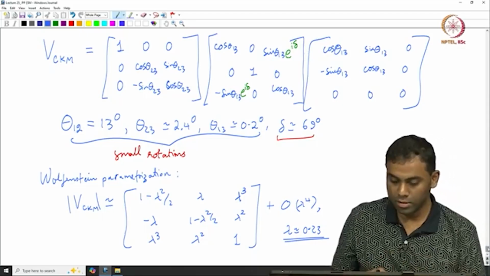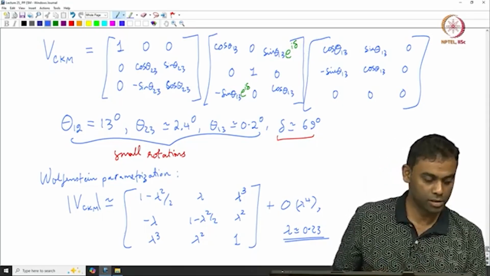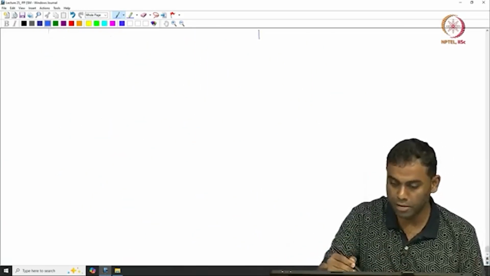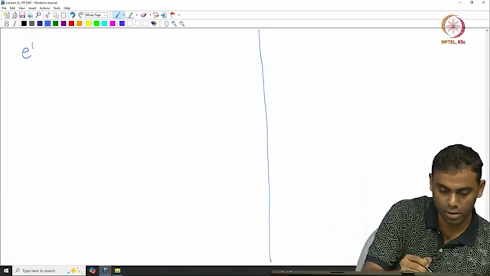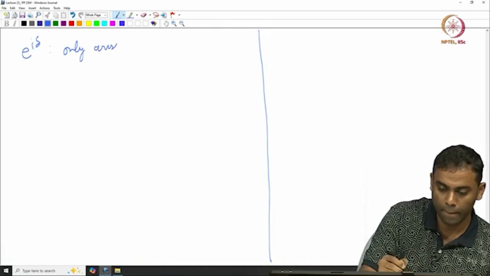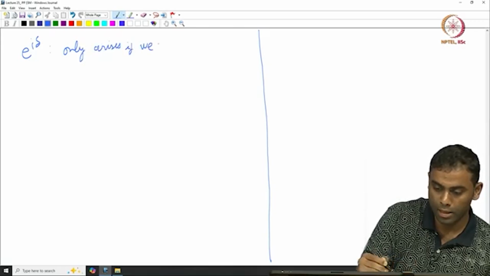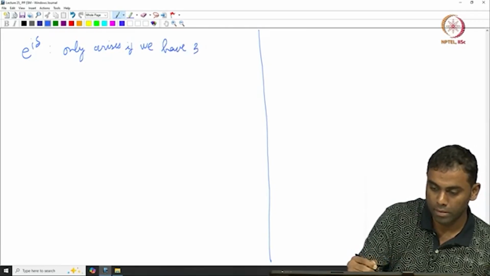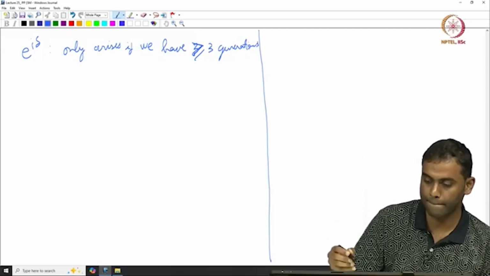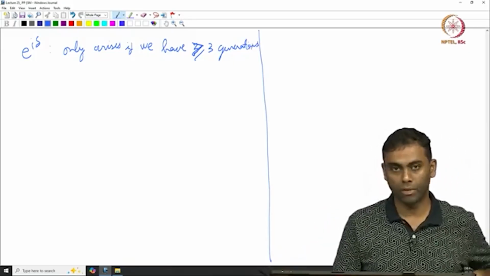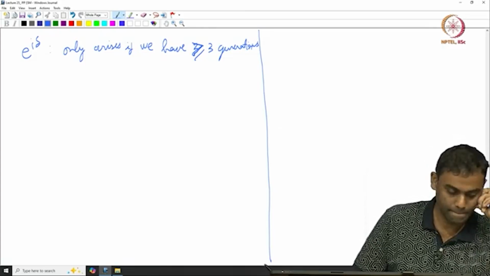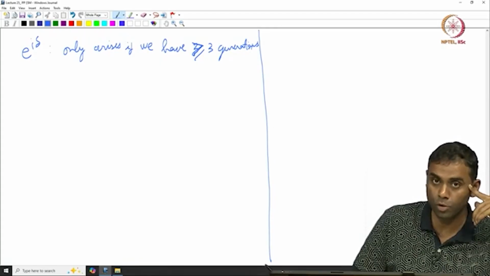Now, there is something very interesting to notice in all this, which is that the phase that we wrote down, the phase term, only arises if we have greater than or equal to 3 generations of fermions. How do we know this and why is this interesting? We will see soon why it is interesting, but how do we know this? Let us see right now.